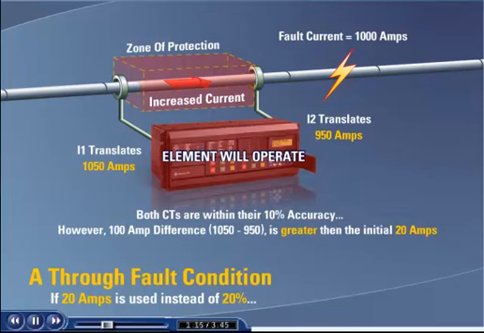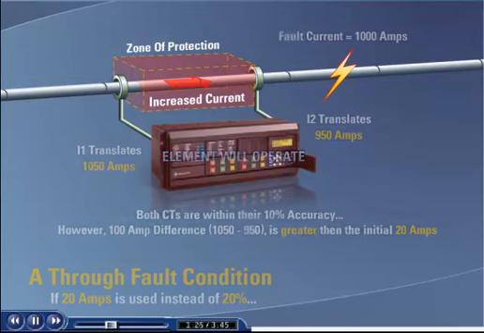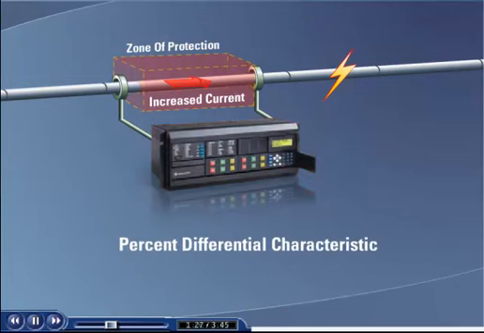The solution is to create an operating characteristic that is very sensitive to differences at low current levels, yet secure at higher current levels. The most common solution is to use what is called a percent differential characteristic. This characteristic is plotted on an XY graph as follows. The absolute difference between the two currents is plotted on the y-axis, ID, while what is referred to as a restraining current, labeled IR, is plotted on the x-axis.